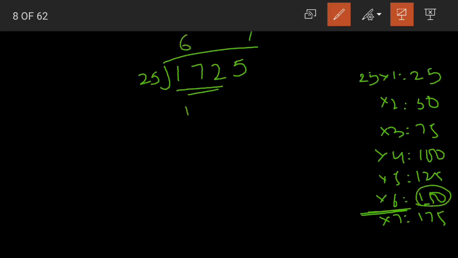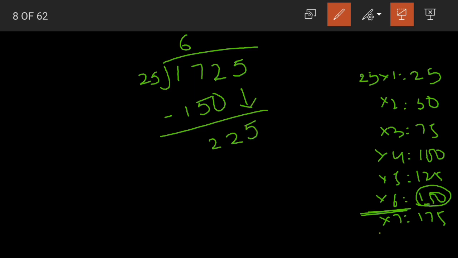25 6s are 150. Yes, 6 is written in the quotient and 150 is written below our dividend. Now the next step is to subtract. 2 minus 0 is 2, 7 minus 5 is 2, 1 minus 1 is 0. Now bringing the other digit down, we have 225.